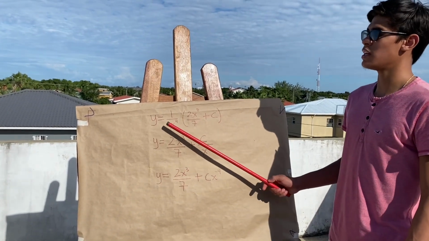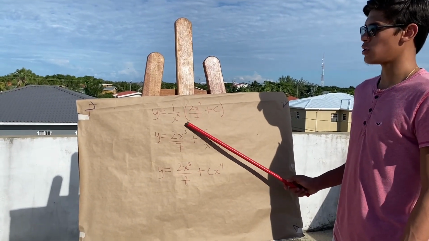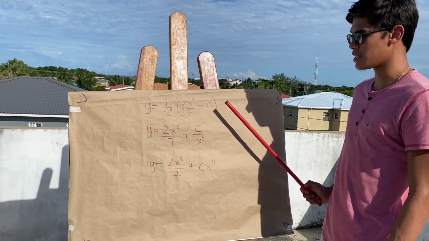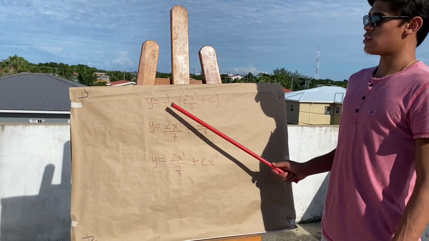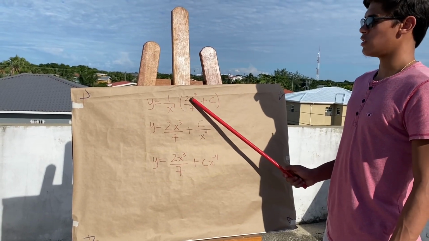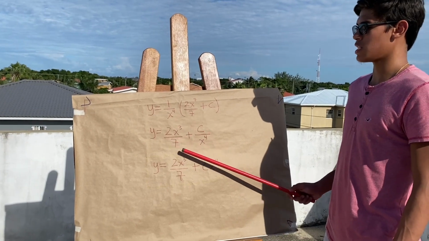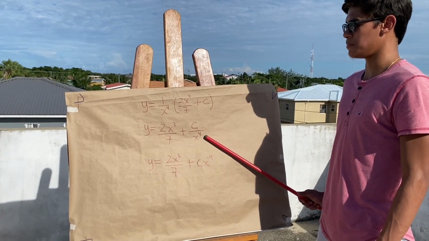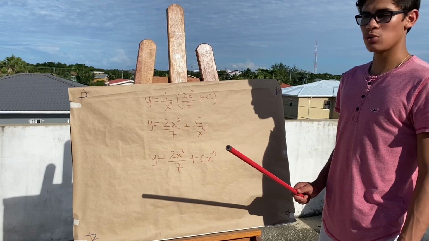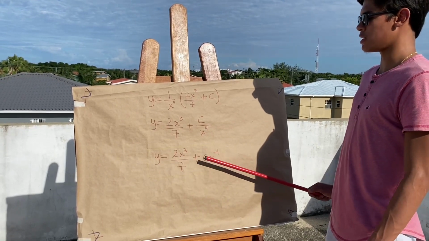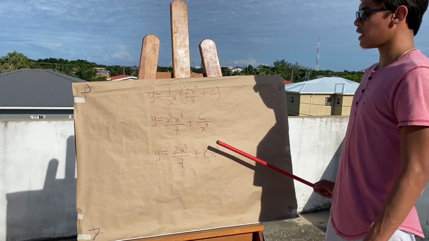So now the equation is y equal to 1 over x to the 4 multiplied by 2x to the 7 over 7 plus c. Now we distribute the 1 over x to the 4 into these terms, and we are left with y equal to 2x cubed over 7 plus c over x to the 4. And the general solution is now y equal to 2x cubed over 7 plus c x to the negative 4th power.